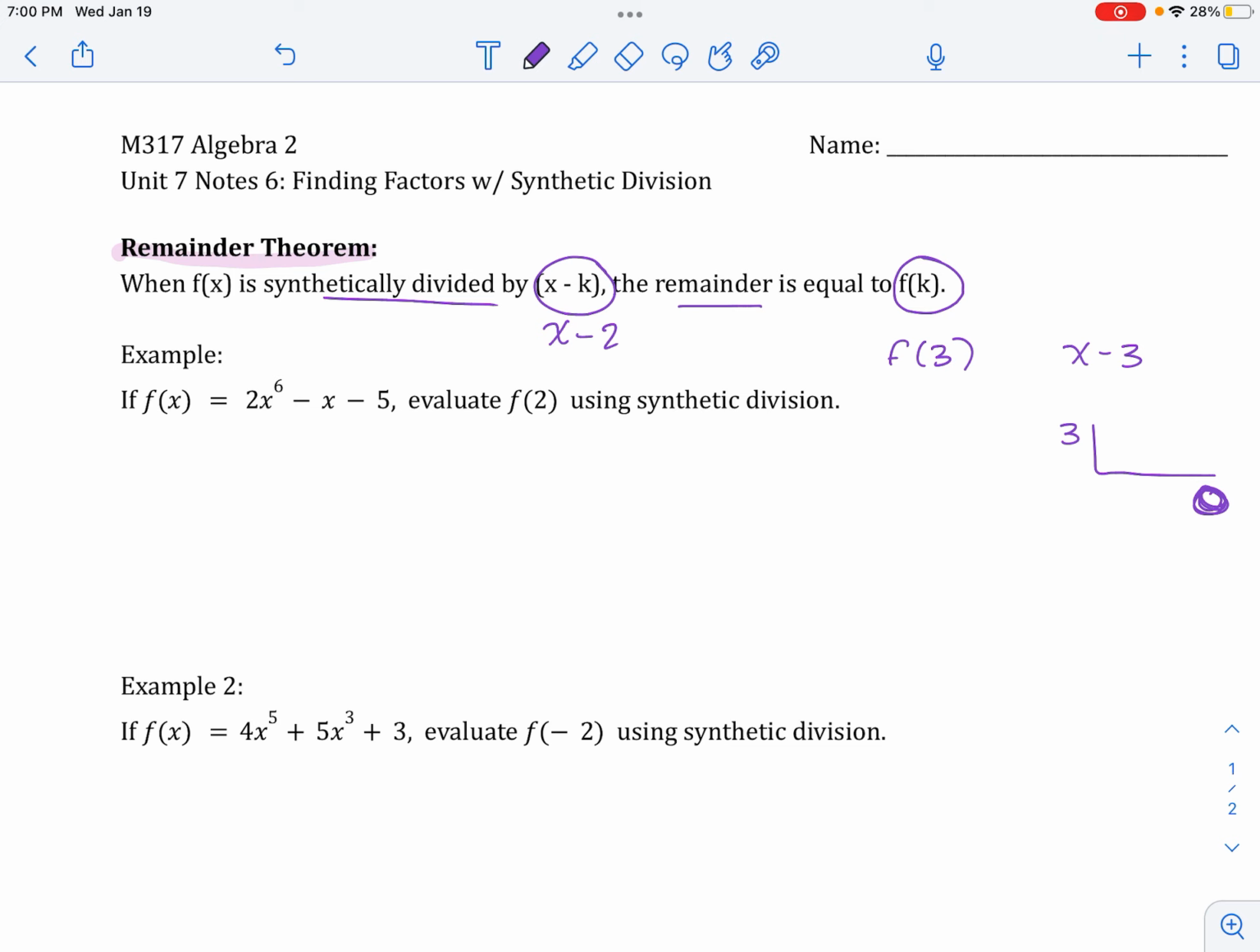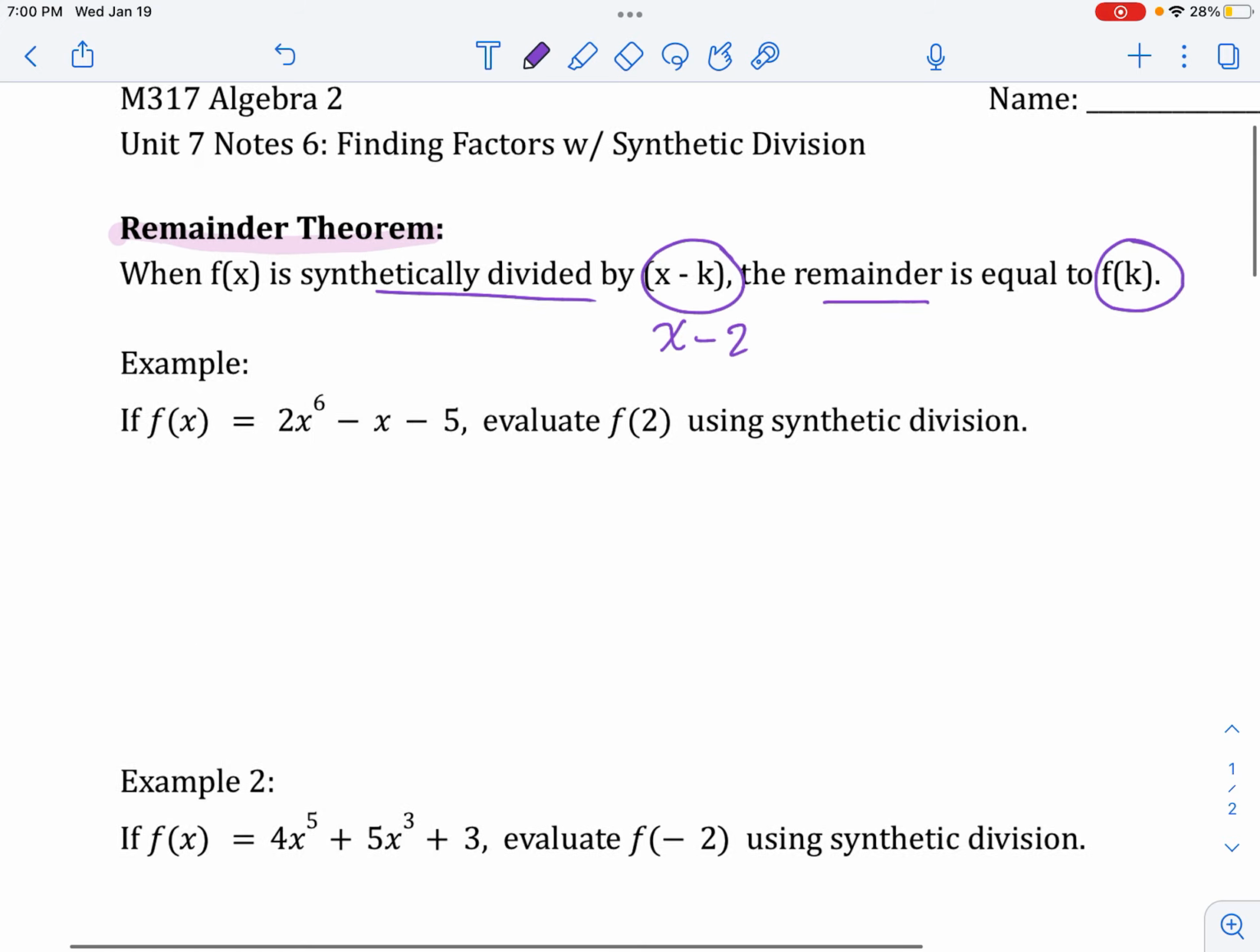So that sounds a little bit confusing, but again, that means that f of 3 is the same thing that happens when we divide by that number, right? But really the factor is x minus 3, the opposite. But if we divide by that number, the remainder is our answer. Let's see what that actually looks like. A little confusing to think about.